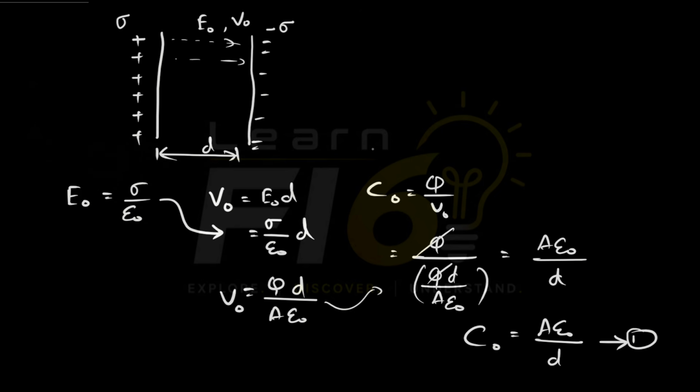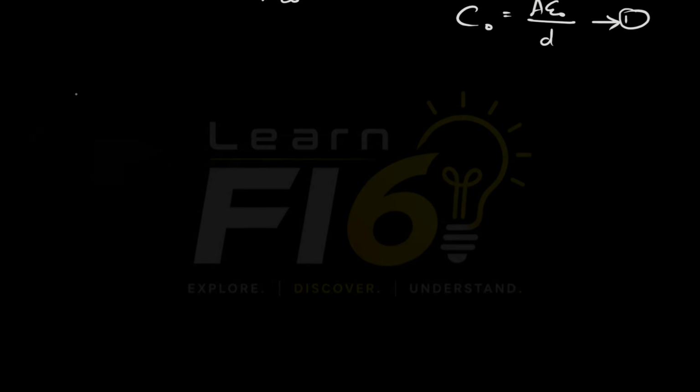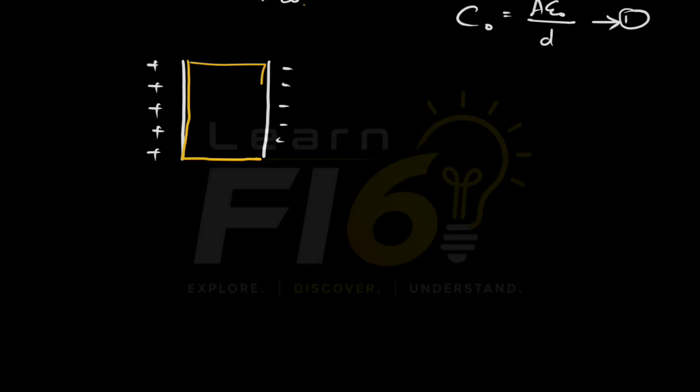Okay, now what we are going to do is keep a dielectric material between the two plates. So let me redraw the diagram. Now we are going to place a dielectric in between the two parallel plates. This is the positively charged plate and this is the negatively charged plate. Okay, so let me place a dielectric in this.